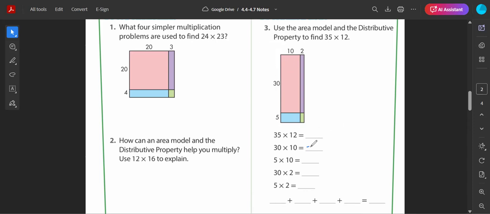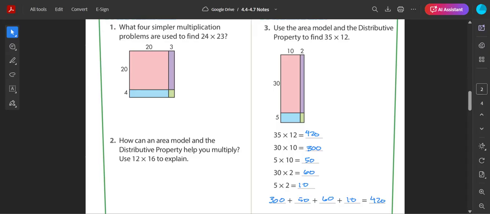So we get 300. 5 times 10, that's going to give us 50. And you could fill this in along the bottom too, 350. 30 times 2, that's going to give you 60. Then 5 times 2, that's going to give you 10. And so now we can actually add them up together. This plus this will give you another 60. So 60 plus 60, 120 plus 300 becomes 420. And now we can actually answer this part right here.